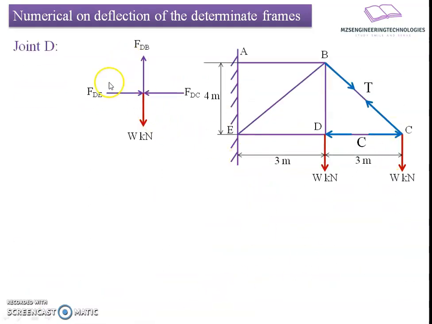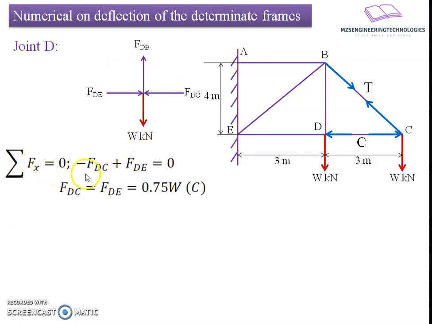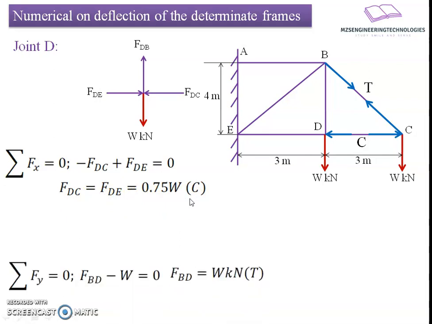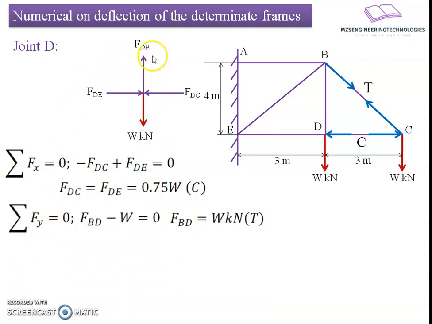If we prepare a free body diagram for joint D, we will have four forces at the joint D: FDB, FDC, W kilonewton going downward as applied load, and FDE. If I apply a static equilibrium equation for this free body diagram, we get summation of Fx equals 0: minus FDC plus FDE equals 0. Hence we can say FDC equals FDE, which equals 0.75 W compressive in nature. If I apply summation for vertical forces, it results into a relation FBD minus W equals 0. From this we can say FBD equals W kilonewton tensile in nature.